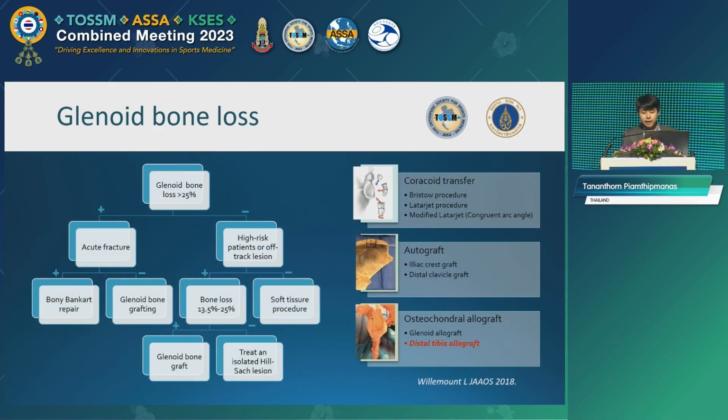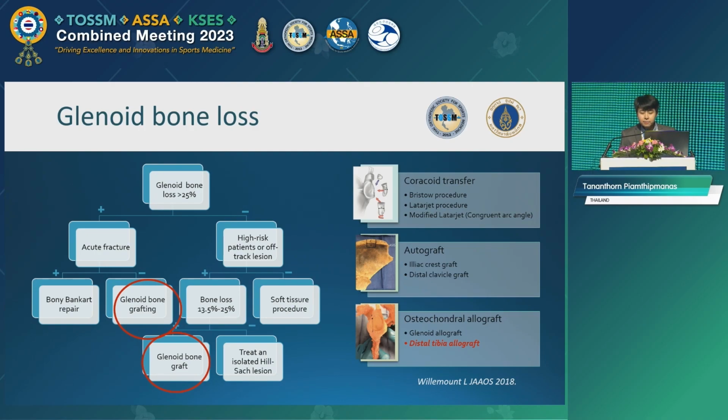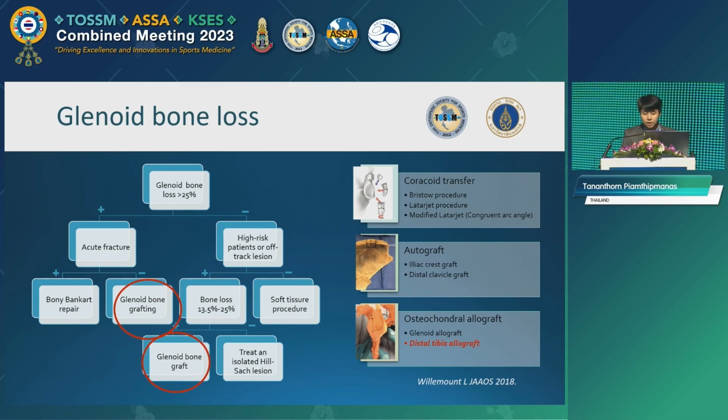In 2018, a JAAOS review article proposed an algorithm for management of bone defect. Glenoid bone graft is recommended in patients with more than 25% bone loss. The other group is between 13.5 and 25% bone loss, but with high-risk patients or an off-track lesion. Various techniques of bone grafting in the glenoid have been discovered. Today, we will focus on using the distal tibial allograft for glenoid reconstruction.